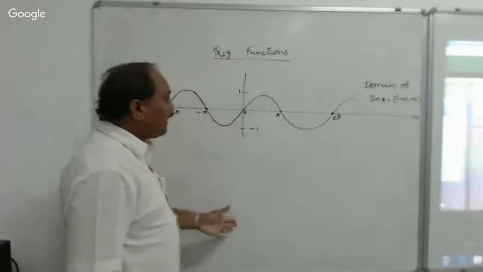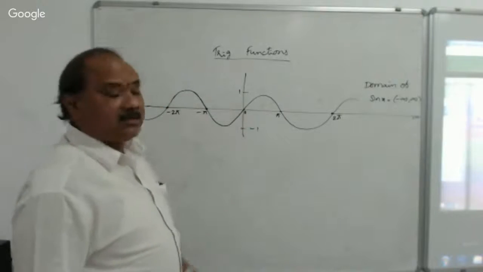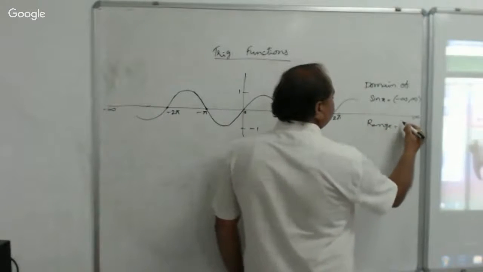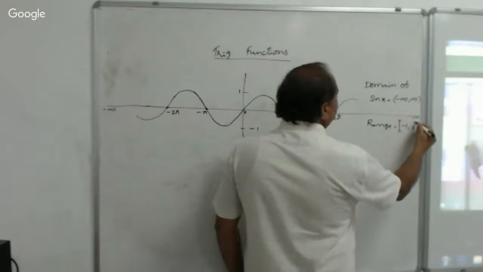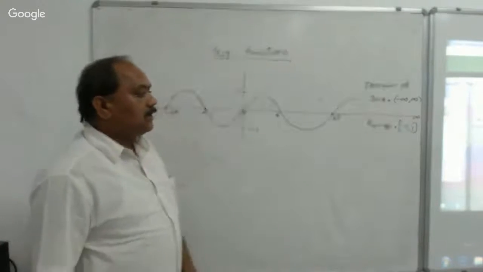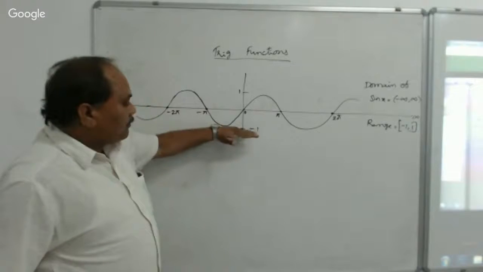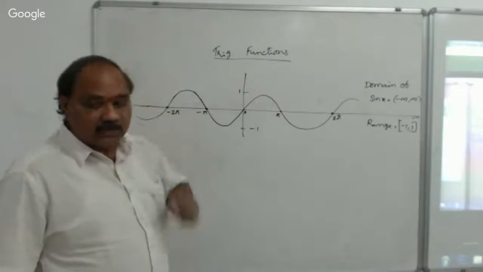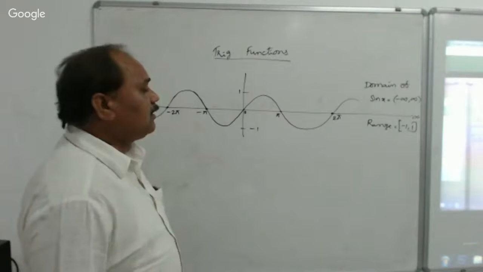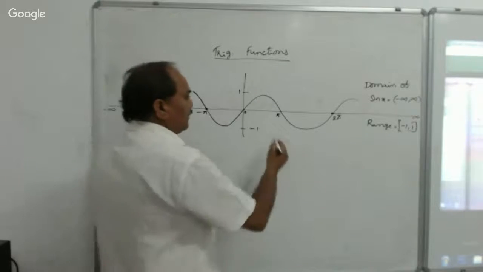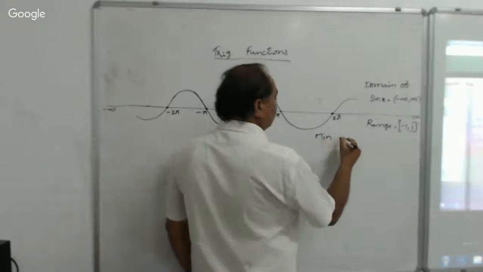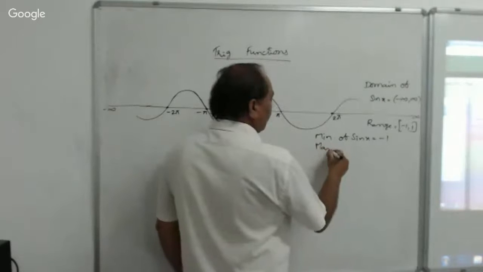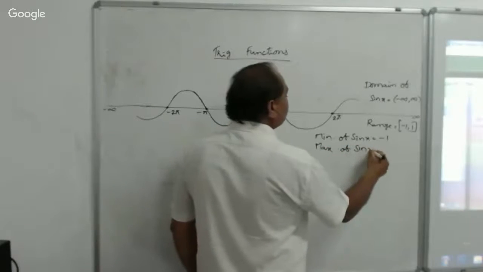And range means on the y-axis, from where to where the graph exists. Range is the closed interval minus 1 to 1. It exists from minus 1 to plus 1. That is called range. By observing this, the minimum value of sin x is minus 1 and the maximum value of sin x is plus 1.